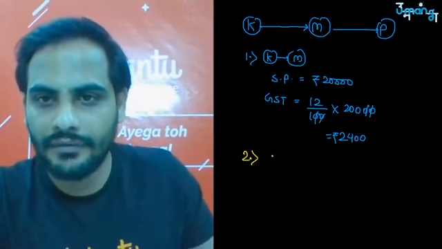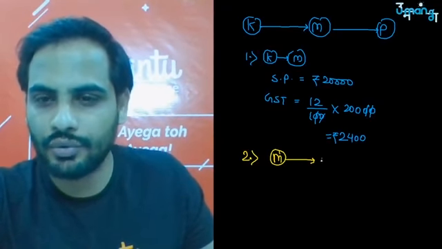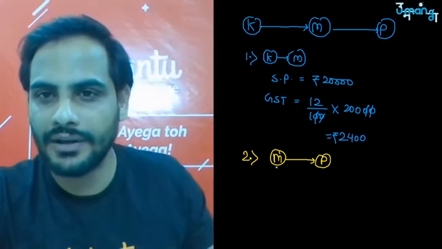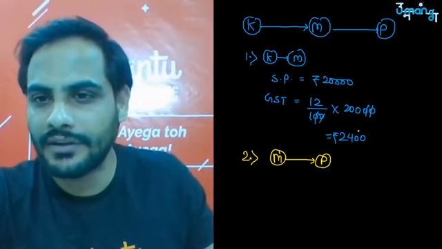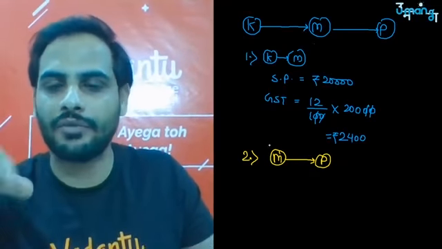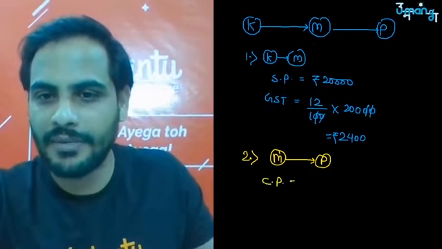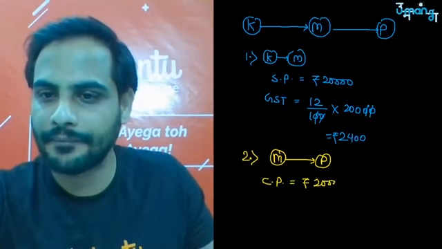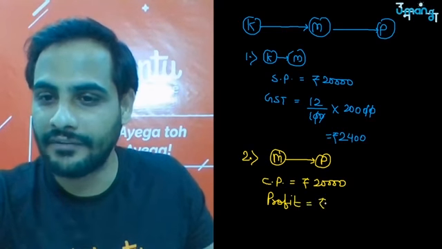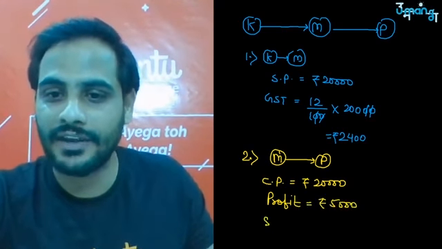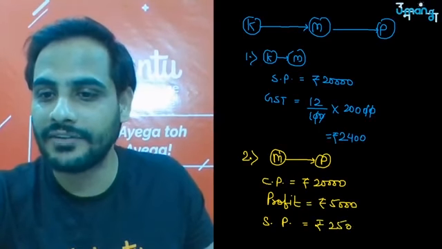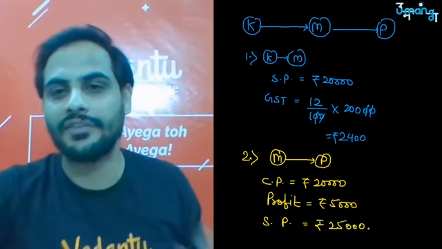Case 2. When it goes from Mumbai to Pune. First, they have told this price. This 20,000 is now the cost price for the dealer at Mumbai. He has added a profit also of rupees 5,000. So now I can say the selling price will be equal to rupees 20 plus 5, which is 25,000. So that is the selling price.